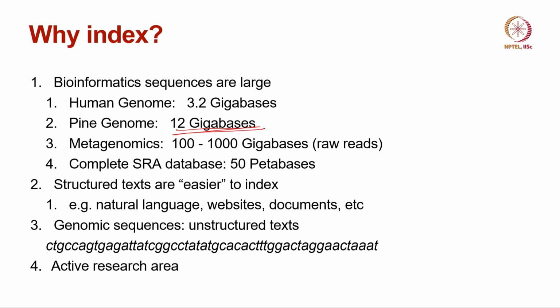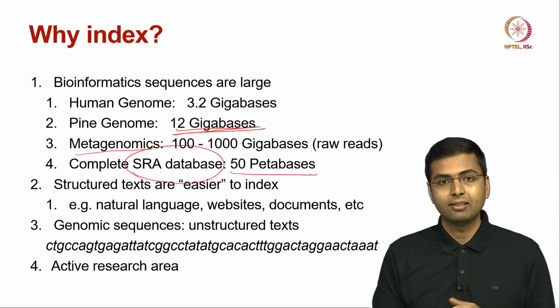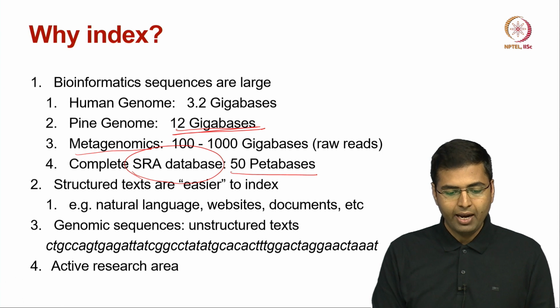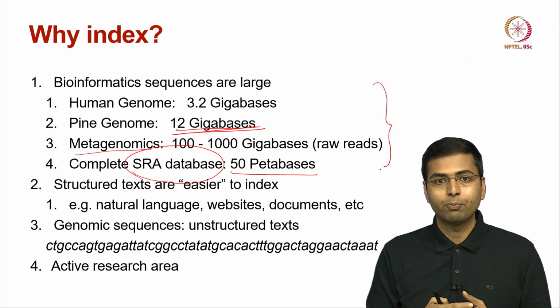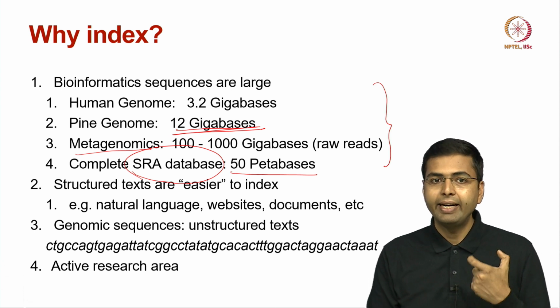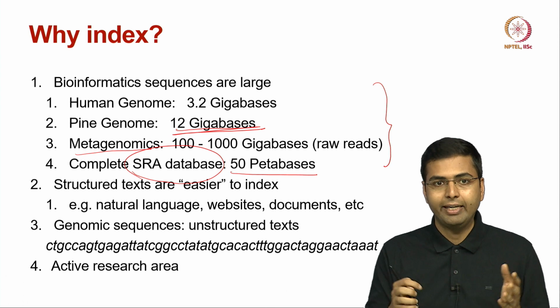If we look at raw sequencing data sets such as those coming from metagenomics, then there we have even bigger data sets ranging from 100 to 1000 gigabases. The complete SRA public database, which has all the publicly available sequencing data, goes to 50 petabases in size. And if we want to enable any pattern matching on these large data corpora, then we need efficient indexing strategies so that we can do efficient pattern matching on these large data repositories.